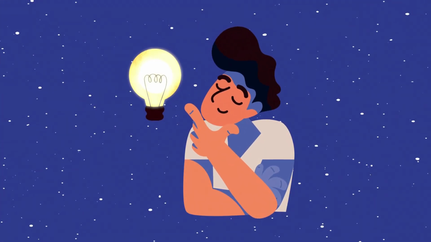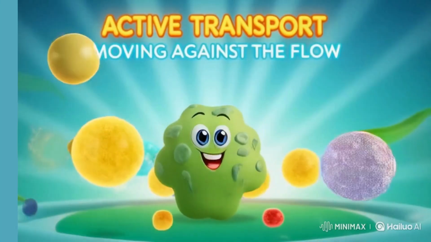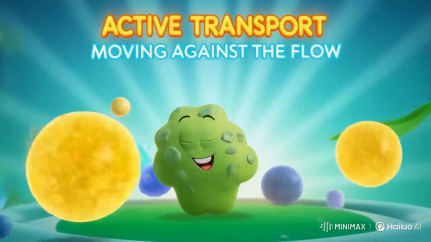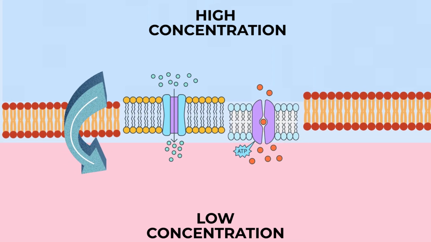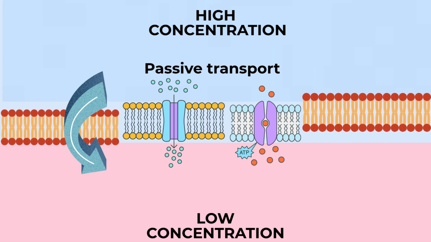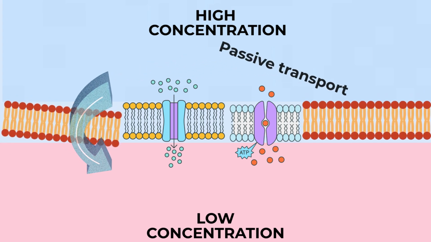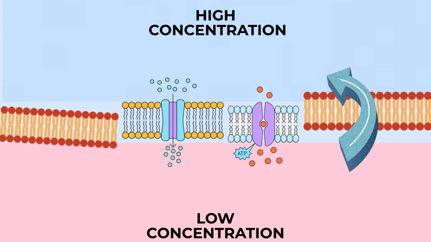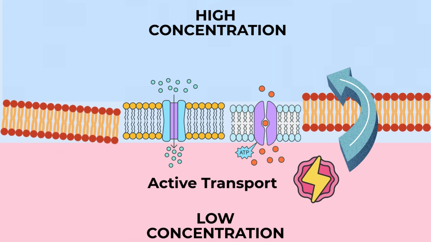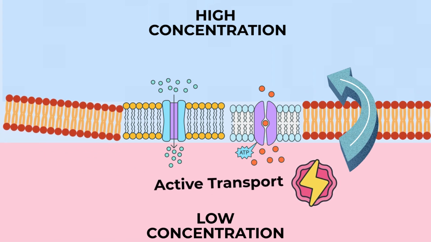Ever wondered how your cells move important stuff against the flow? That's where active transport comes in. In biology, some molecules move easily from high to low concentration. That's called passive transport. But when they go from low to high concentration, that's harder, and it needs energy. That's what we call active transport.